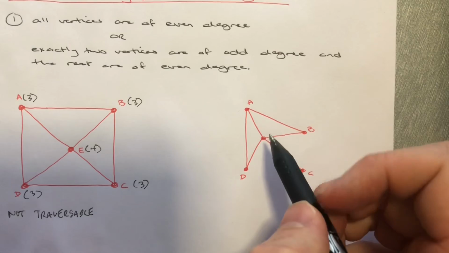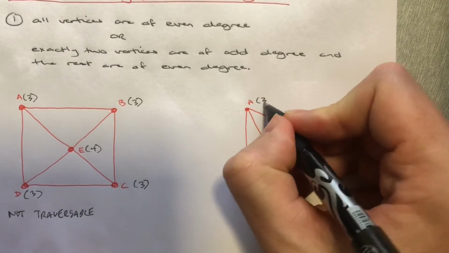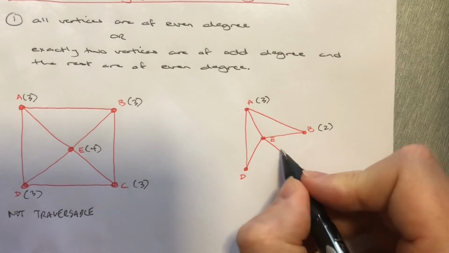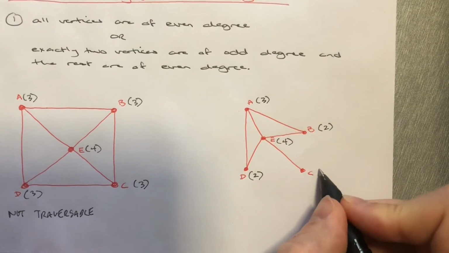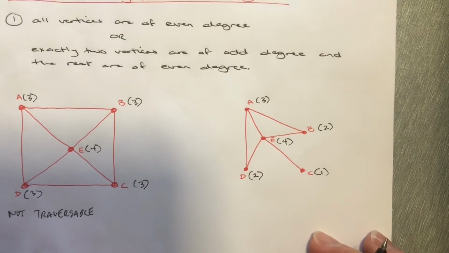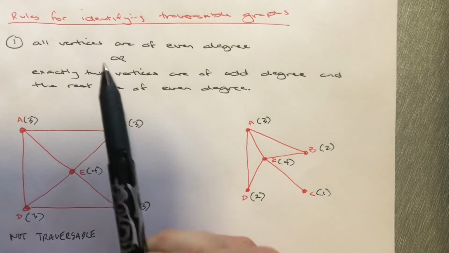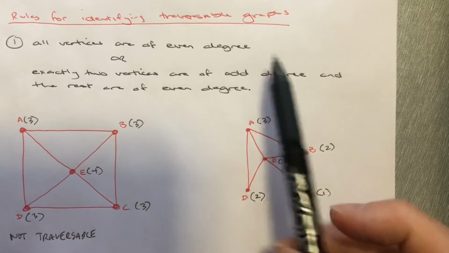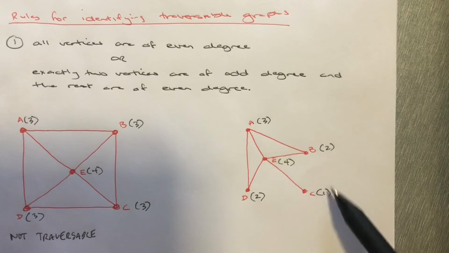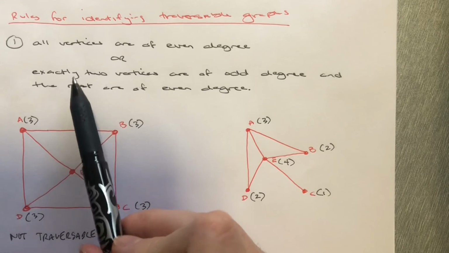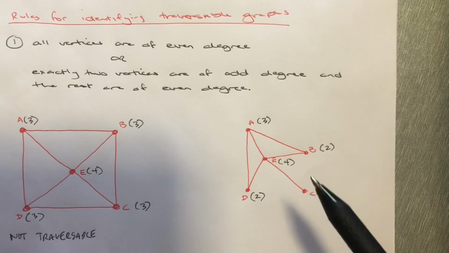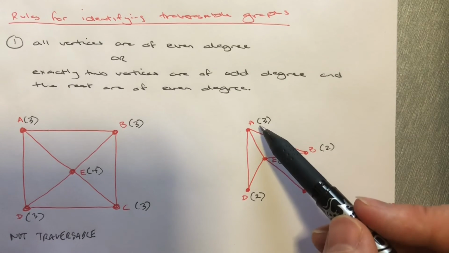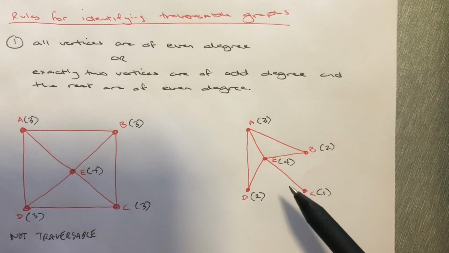Alright, now let's use these rules here for this one as well. So let's have a look at the degree of each of these vertices. So this one has 3, this one has 2, this one has 4, this one has 2, and this one has 1. Alright, now it's going to be traversable if all vertices are of even degree. They're not, we've got a couple of odds. Or exactly two vertices are of odd degree and the rest are of even. Okay, so there's an odd, that's 2, and the rest are even. So this should be traversable.